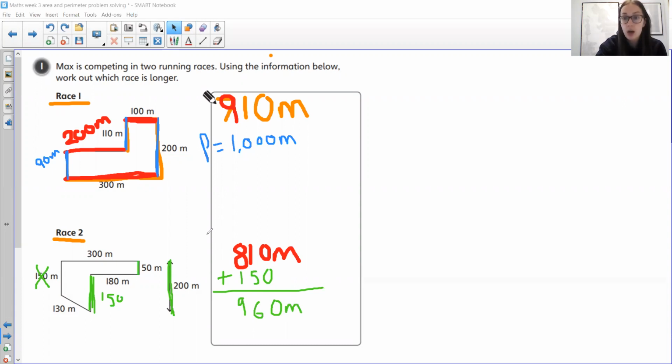Right, which race was longer then? Well, race 1 was longer because it was 1,000 meters. Really, really well done for today. I know that is not easy. That would be a really difficult reasoning question right at the end of the paper. So if you have followed that, amazing, really, really impressed.